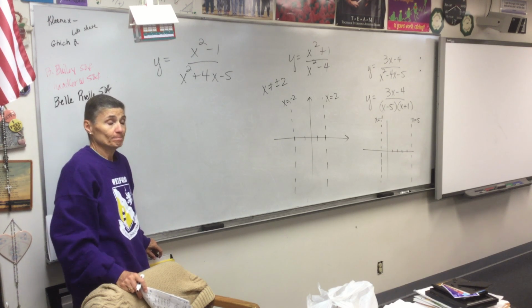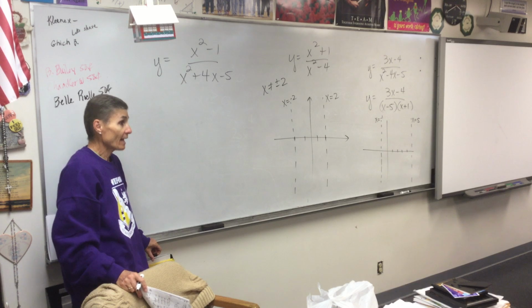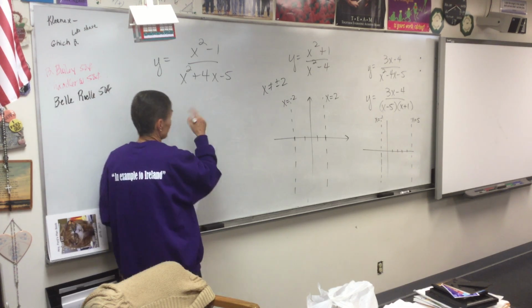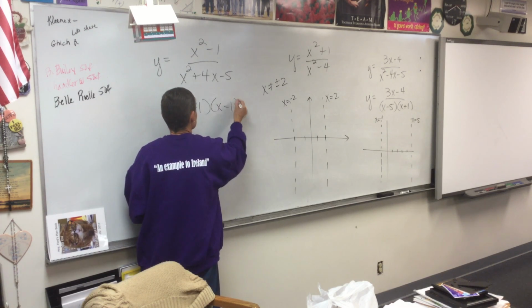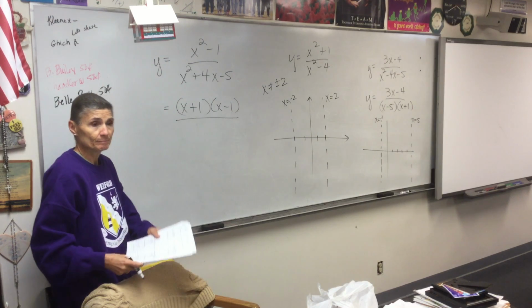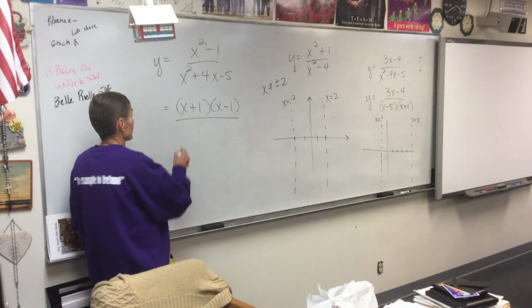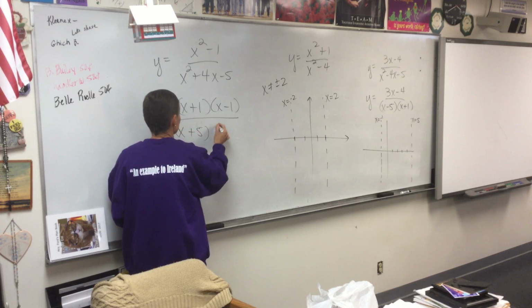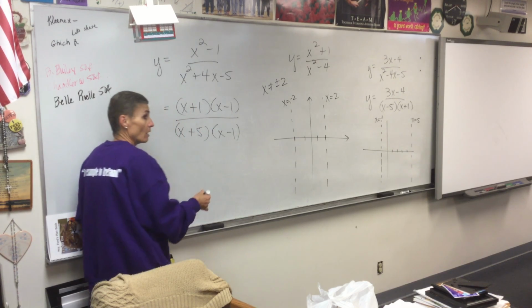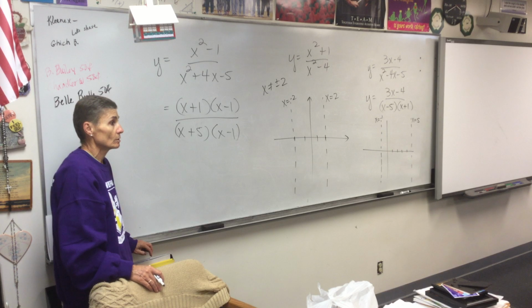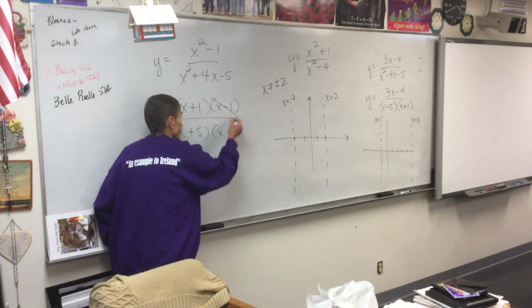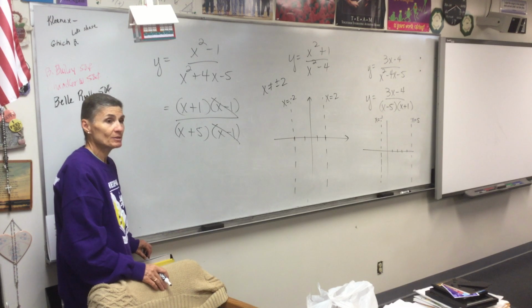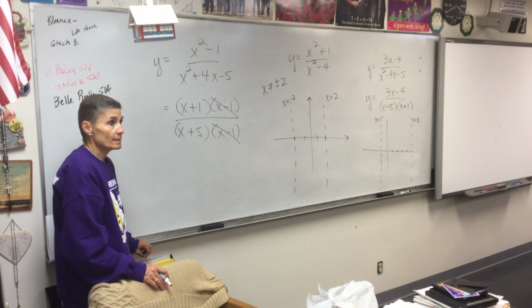How do you think we might start? We're going to factor everything. How does the top factor? This is the first one where the top's factored. X plus 1, X minus 1. How about the bottom? X plus 5, X minus 1. Oh. Look at it carefully. What do you notice? You can cancel. That hasn't happened to us. Wow. Yeah, wow is right.